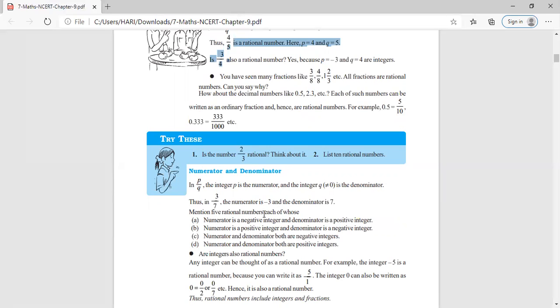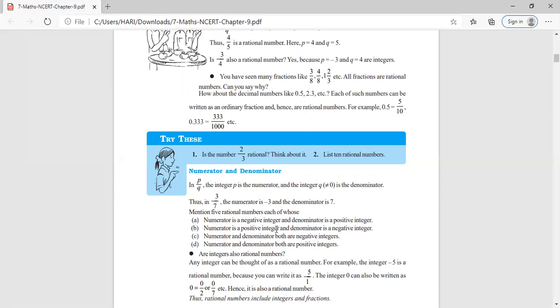Now there are many questions given. Write 5 rational numbers, each of whose numerator is a negative integer and denominator is a positive integer. So any negative integer we can write in the numerator, minus 5, and a positive denominator, 10, we can take. So minus 5 by 10, right? Where the numerator is negative and the denominator is positive.